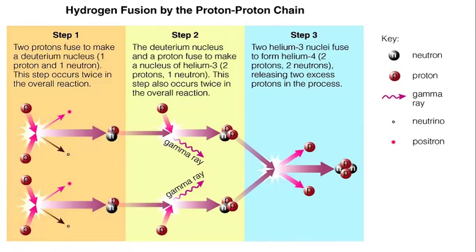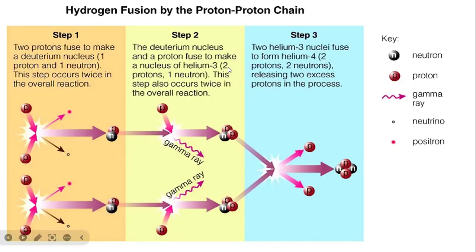Step one here, two protons fuse to make a deuterium nucleus, one proton and one neutron. This step occurs twice in the overall reaction. So we have here two protons fusing together to form one proton and one neutron, which is a specific type of isotope of hydrogen called deuterium.